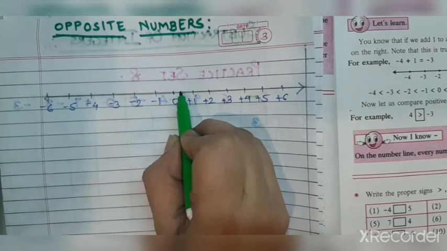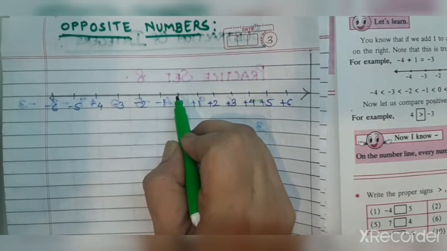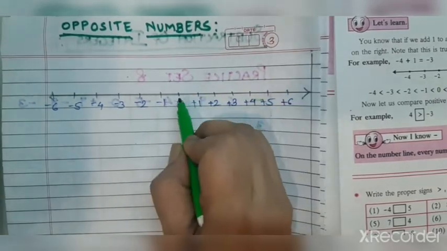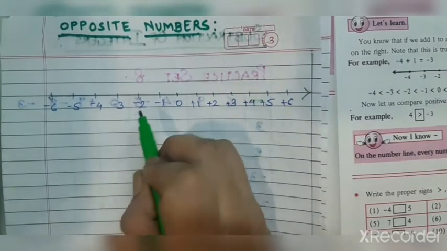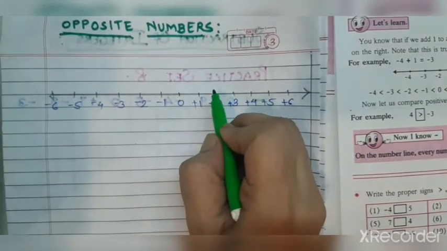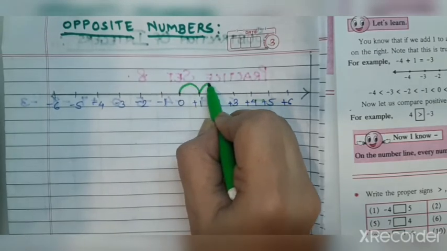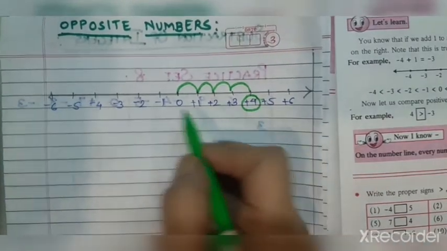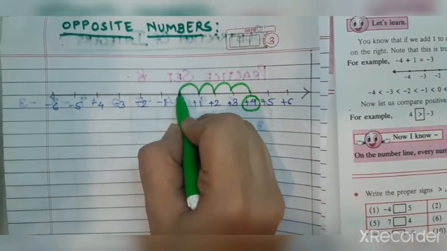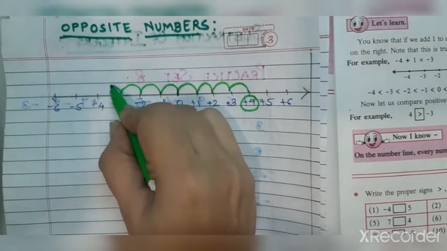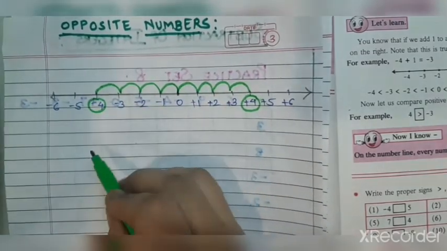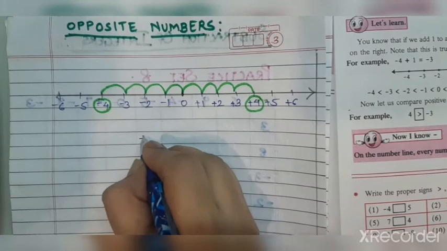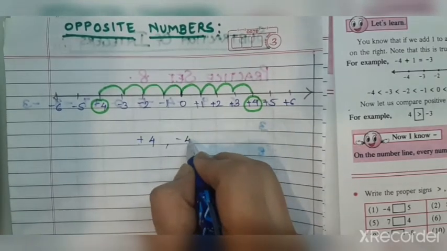So what is the origin? 0. In order to understand the opposite numbers, we have to start from 0. Okay. So one direction is right of 0 and other direction is left of 0. So moving 4 units to the right, I can say 1, 2, 3, 4. So I got positive 4. And the same units I will move towards left now from 0. 1, 2, 3, 4. So I have reached negative 4. So here positive 4 and negative 4 are opposite integers. So I'll write positive 4 and negative 4.